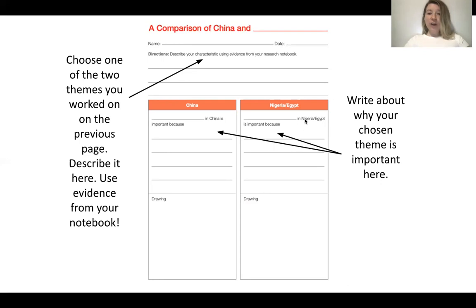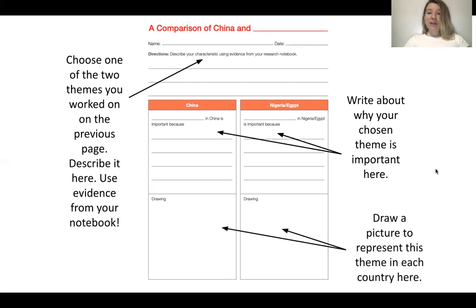You should circle the country you have chosen. Last but not least, you will draw a picture to represent the theme in each country here. Again, this is based on the theme you chose. All right, go ahead and pause the video here and repeat back to yourself what you need to do to complete this part of your performance assessment. Let's look at the next step.